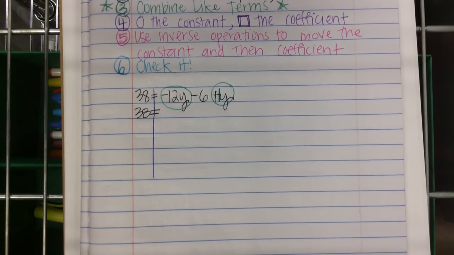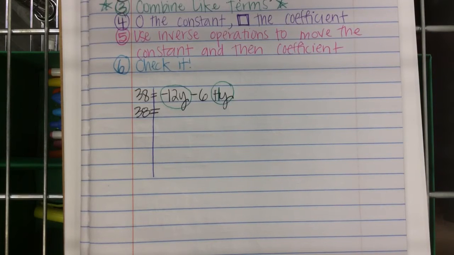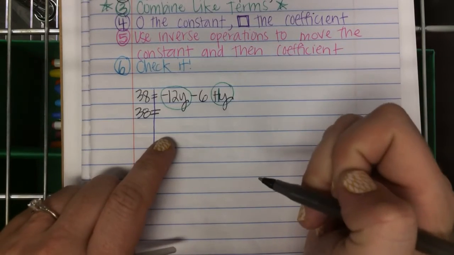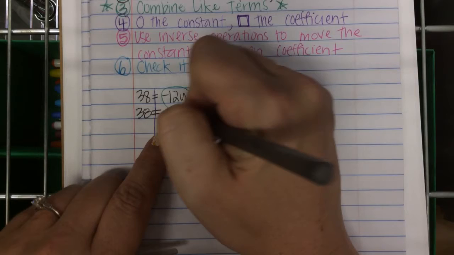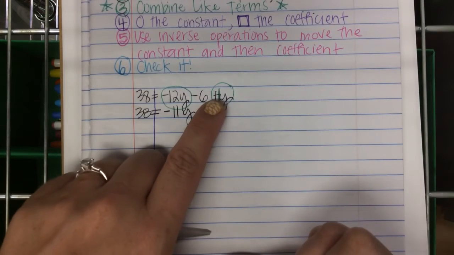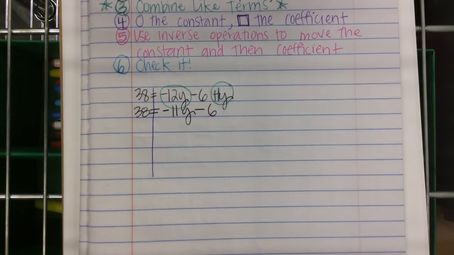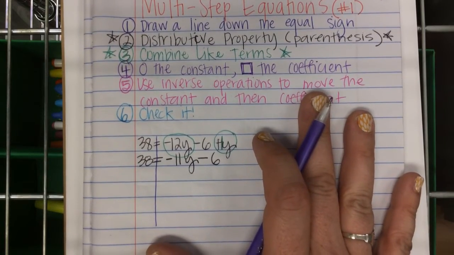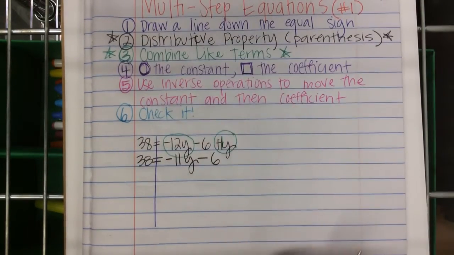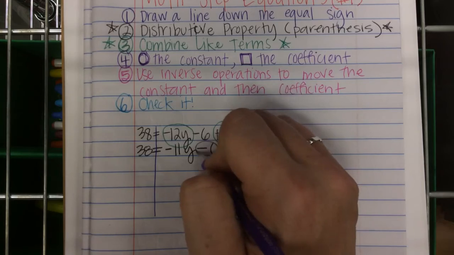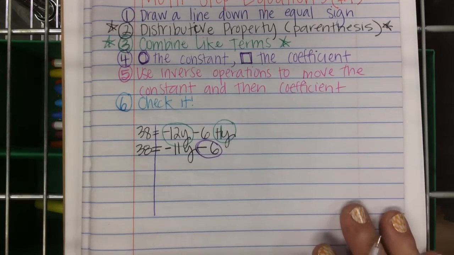What is negative 12y plus 1y? My like terms, Gabe, what is it? Negative 11y. What about that minus 6? Did anything happen to it? So just bring it along for the ride. Step 1, step 2, step 3, now I am on step 4. Circle the constant, draw a square around the coefficient. What's my constant? Negative 6. What's my coefficient?